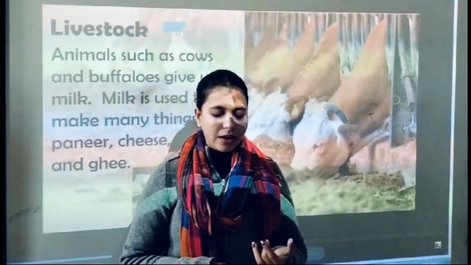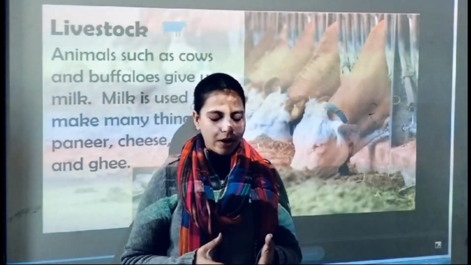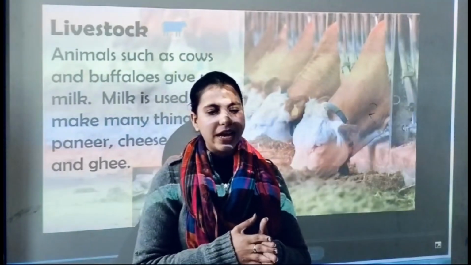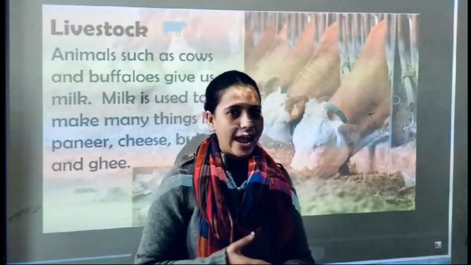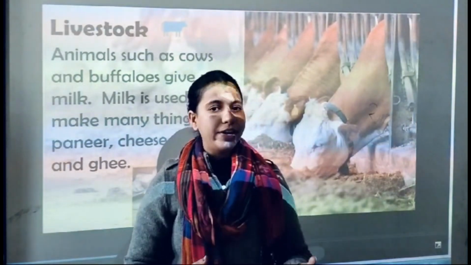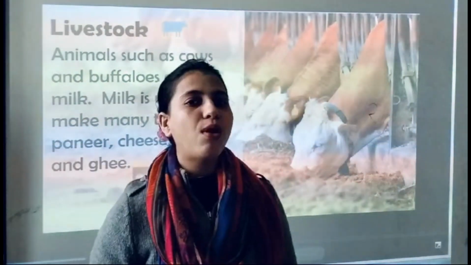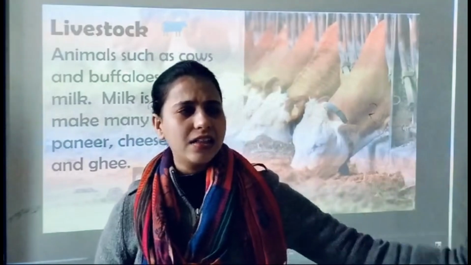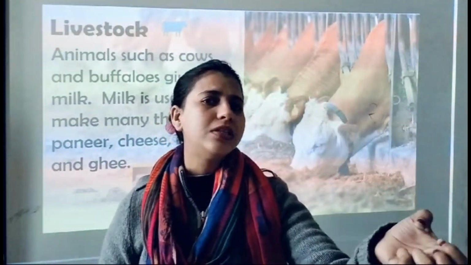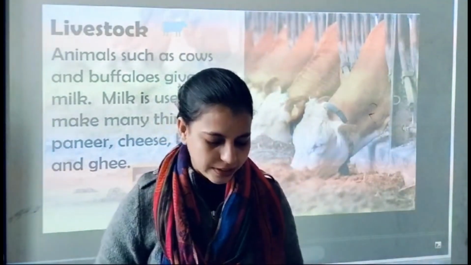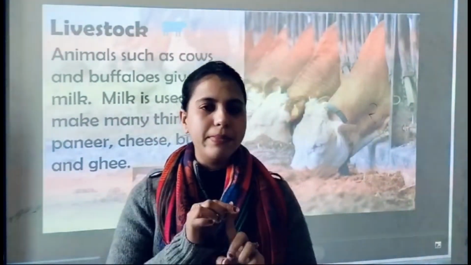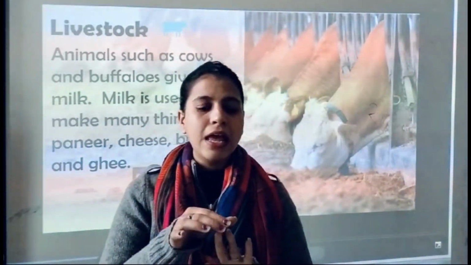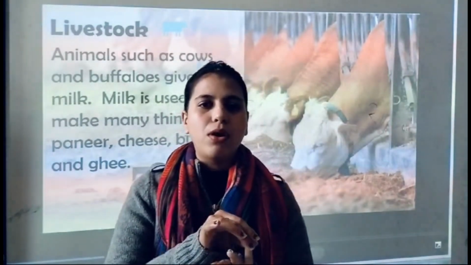And next is poultry farming. Poultry farming means those animals which are used to provide the meat and eggs, like hens, ducks, and fish. These are the examples of poultry farming. There are other kinds of animals which give us wool, like sheep. Sheep give us wool. Okay, so there are mainly four kinds of farming: milch farming, oxen farming, beast of burden, and poultry farming.